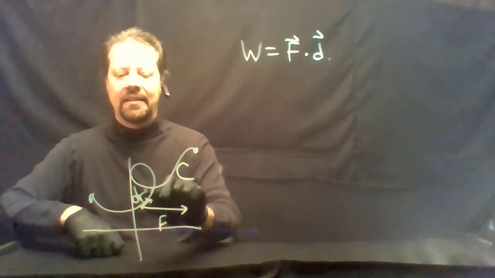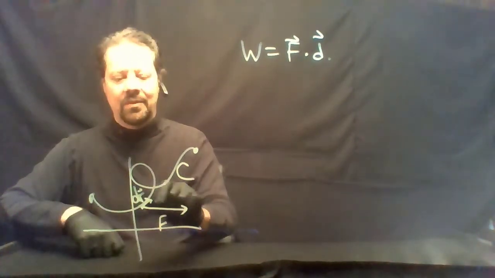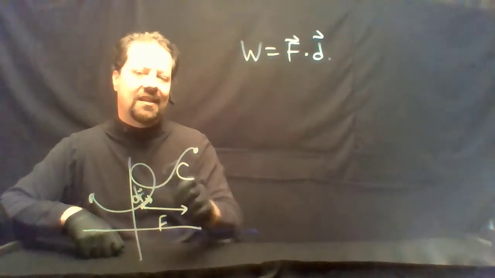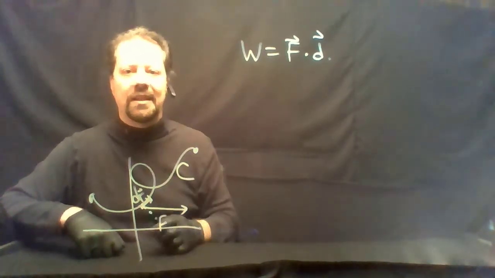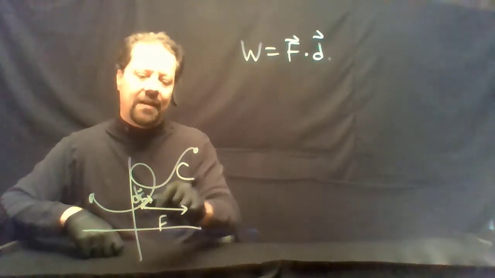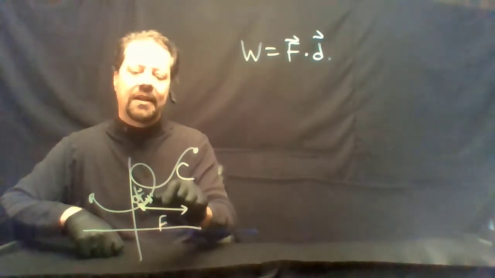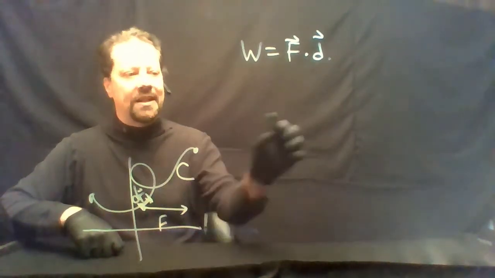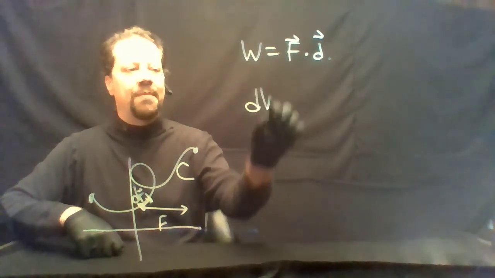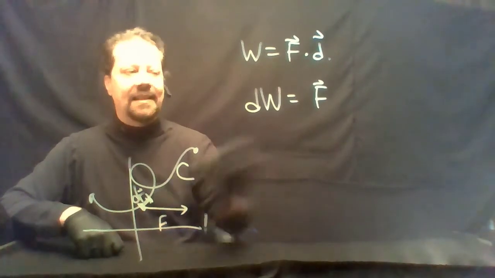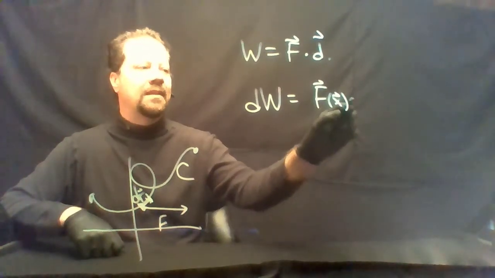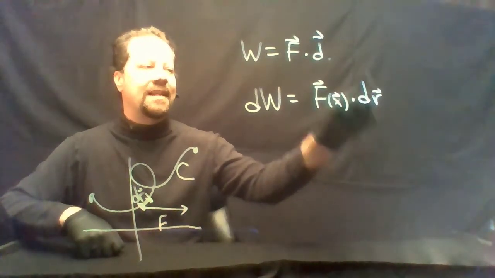We'll call that dr. We'll slice up the little displacements into little segments as we move around the curve of infinitesimal length. It follows then that the amount of work done in making a little infinitesimal displacement is an element of work equal to the force evaluated at this point dotted with this infinitesimal displacement.